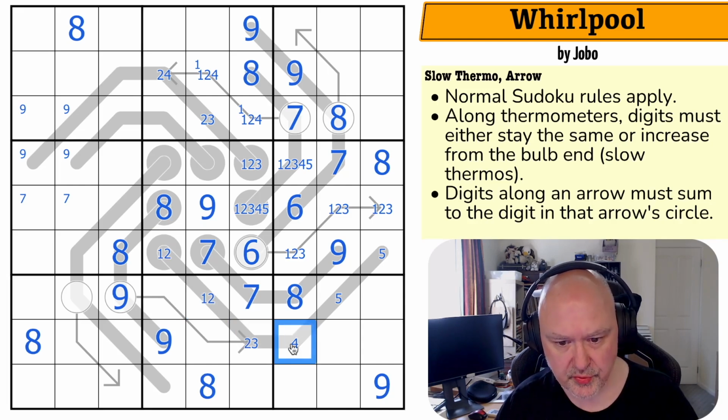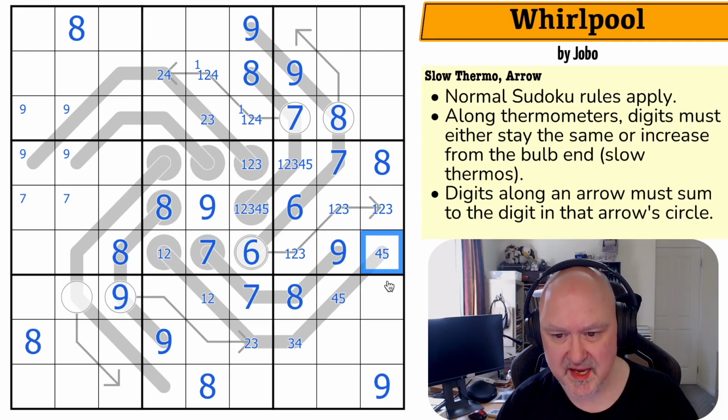So this is 2 or 3. This has to be higher. It's 3 or 4. This has to be higher. It's 4 or 5. This could be the same. It's 4 or 5. But this is a 1, 2, 3 triple. There's no 1, 2, 3 there. This is a 4 or a 5. That's a 4, 5 pair.